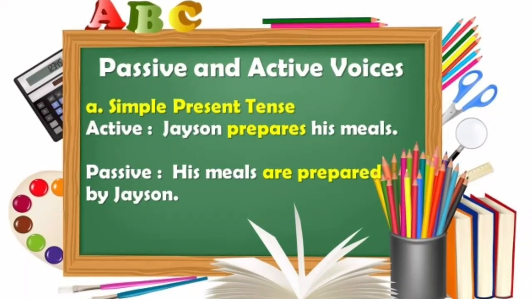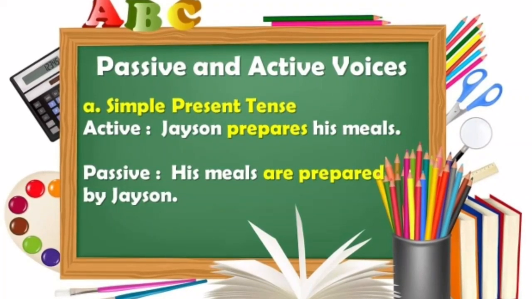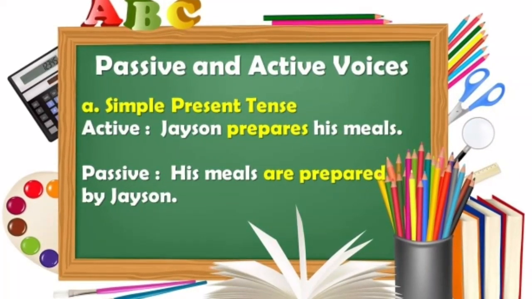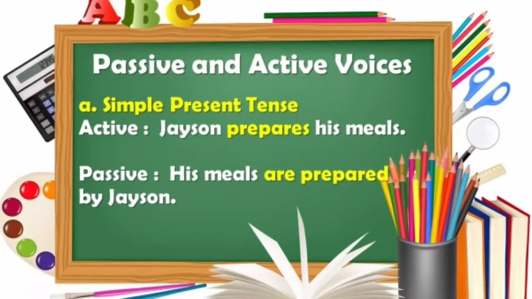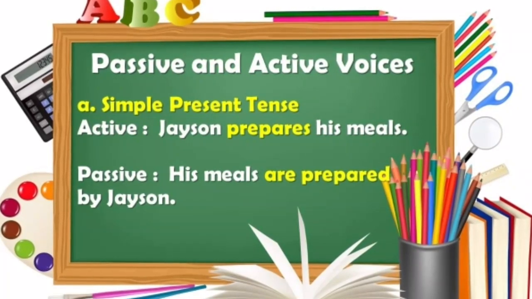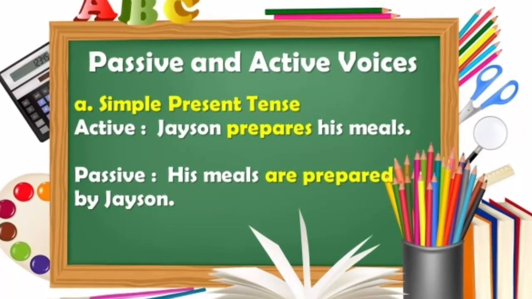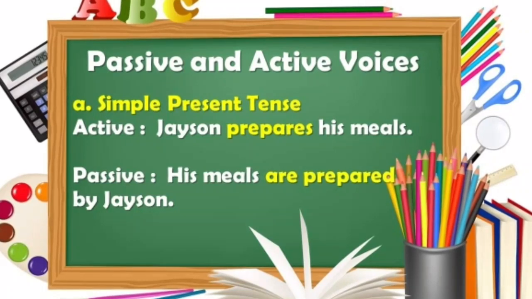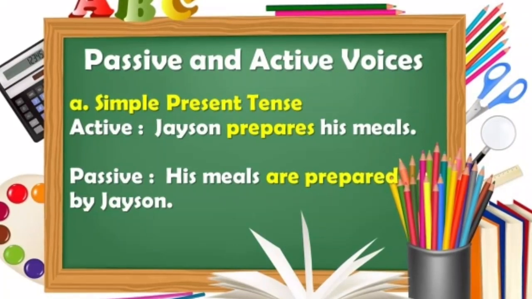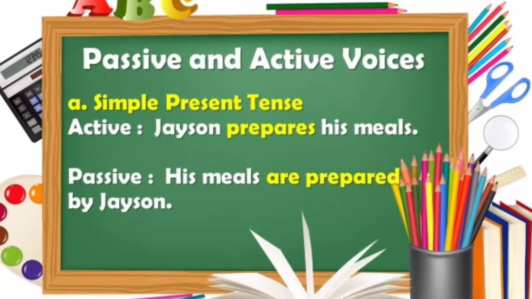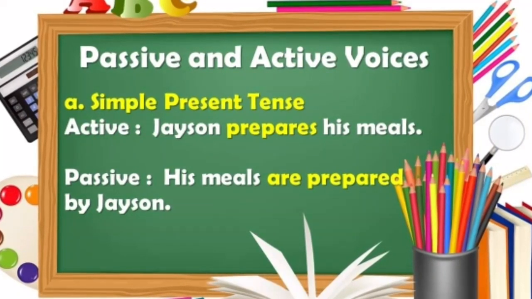Let's have an example in a simple present tense. In active voice, Jason prepares his meals. In this sentence, Jason is the subject, prepares is the action, and meals is the object. If we transform it into passive voice, his meals are prepared by Jason. Meals is the object, are prepared is the action, and Jason is the subject introduced by the preposition by.